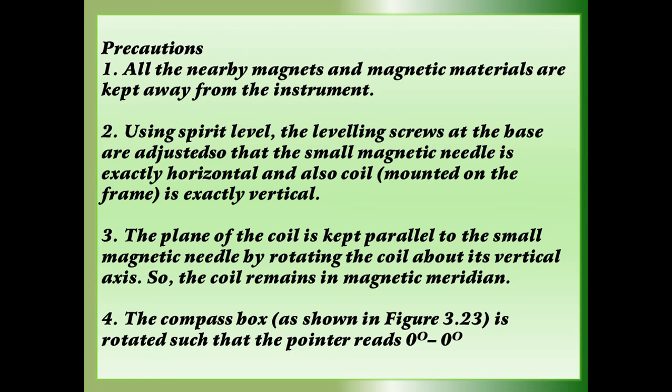The third important precaution is the plane of the coil is kept parallel to the small magnetic needle by rotating the coil about its vertical axis, so the coil remains in the magnetic meridian. Then the last important precaution is the compass box is rotated such that the pointer reads 0 degree to 0 degree.